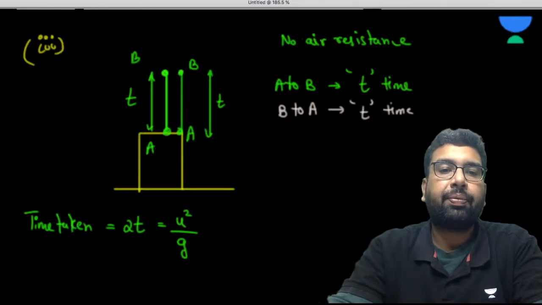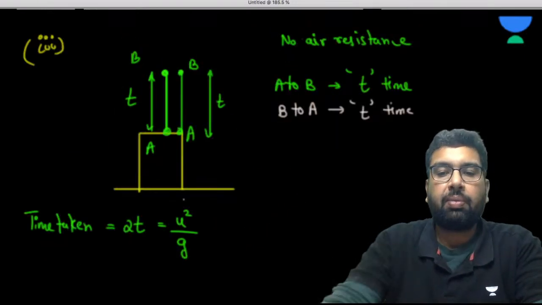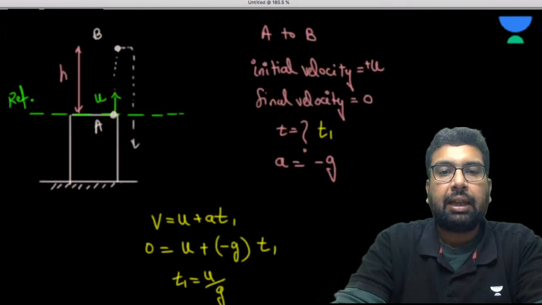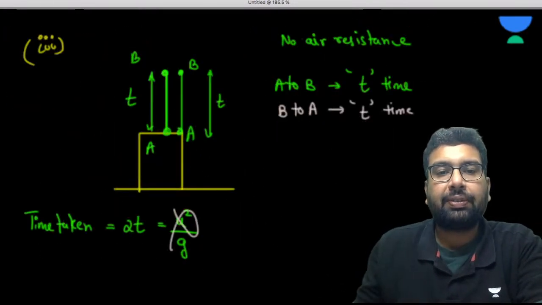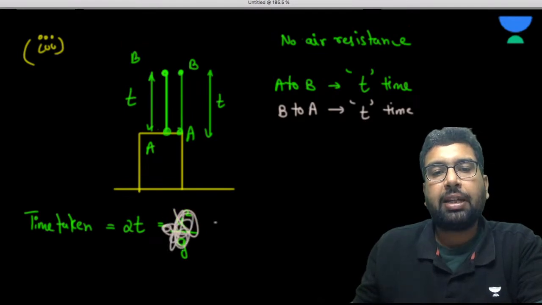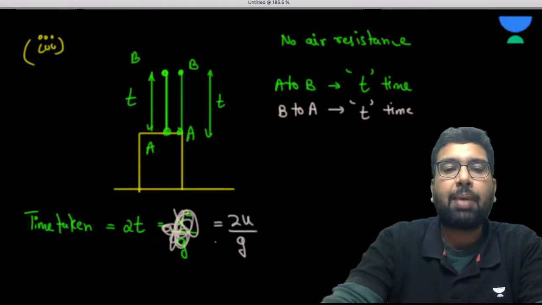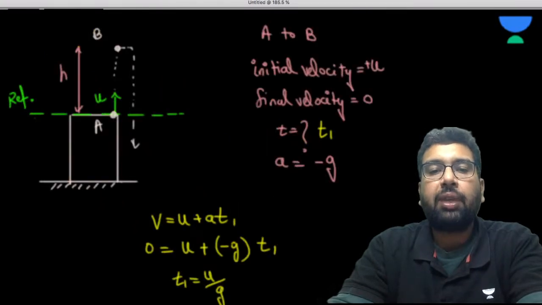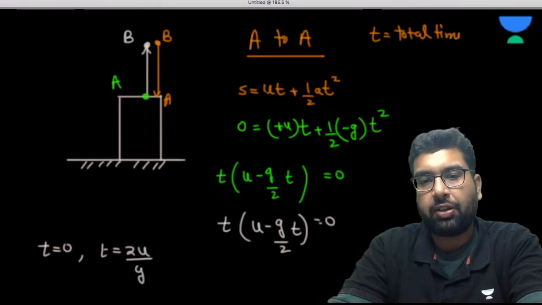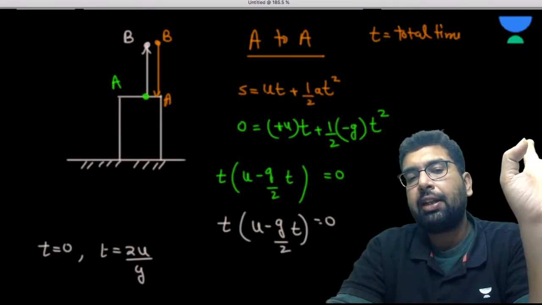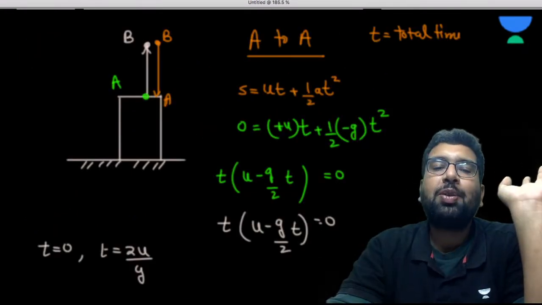Please answer me. Oh, I have written u square by 2g. I have written it u square of... oh, t was u by g, na? So this is 2u by g. Sorry, my bad. We have solved t1 is equal to u by g. So 2t is equal to 2u by g, right? Now, similarly, we are getting the same thing. t is equal to 2u by g. Do you agree or not?